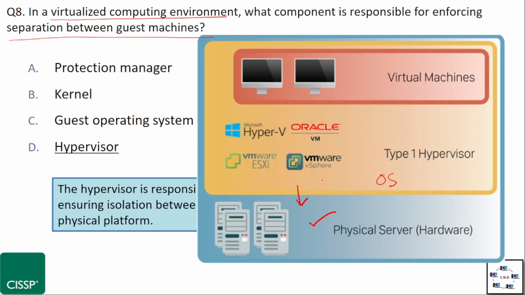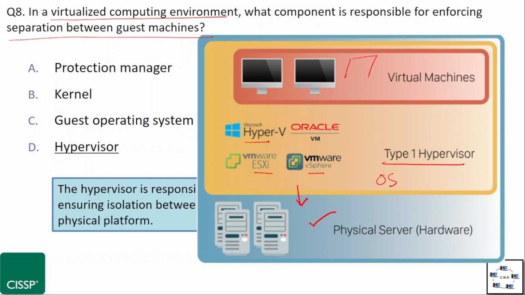metal server or hardware. Traditionally, we install operating systems such as Linux or Microsoft Windows on these servers, but in case of virtualization, we install the hypervisor, and that type is known as a type 1 hypervisor, where we install the hypervisor directly on the bare metal hardware. Popular hypervisors include Hyper-V from Microsoft, Oracle VM, and the VMware hypervisor, that is ESXi and vSphere. On top of that hypervisor, we have virtual machines.